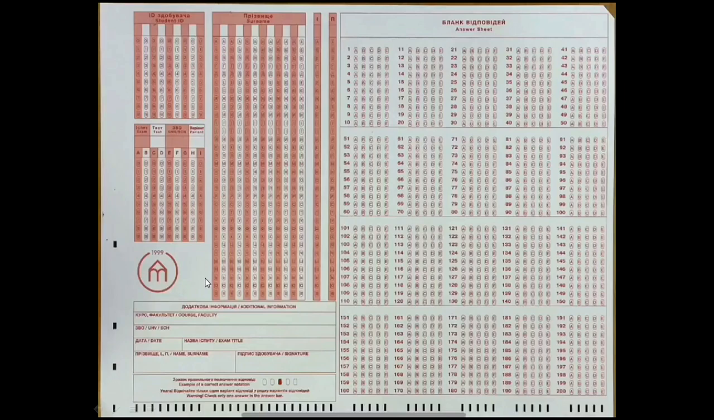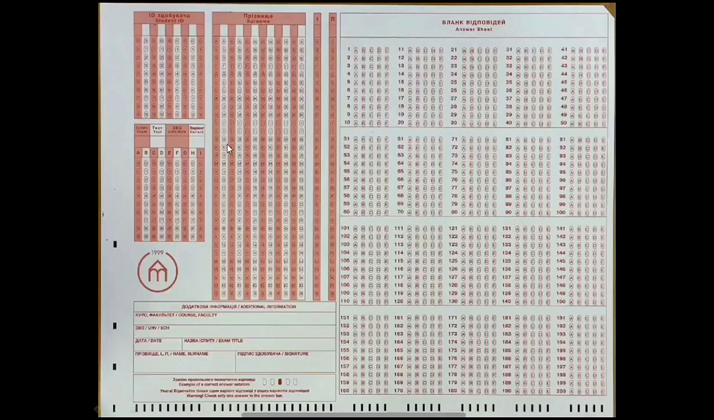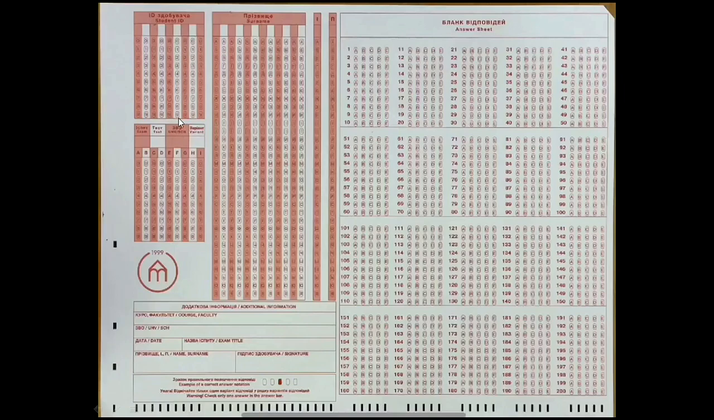All you need to do is fill in your variant from your question paper, what would be written here, into your OMR, and you need to write your name and surname over here, typically sign it, and maybe you have to write the date. That's all you need to do, correct? So anyway, I hope you understand. Fill in your student ID over here, last name over here, pick up your variant from your question paper and fill it in your OMR.